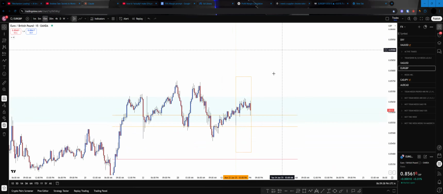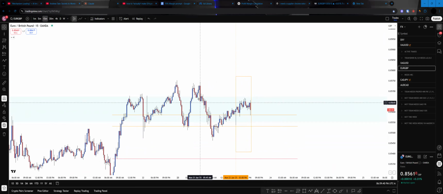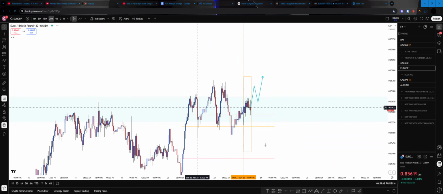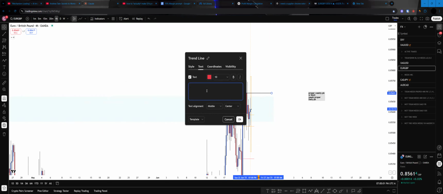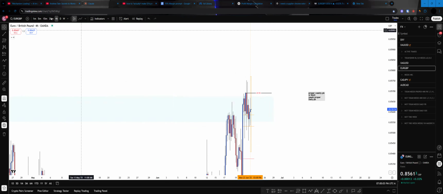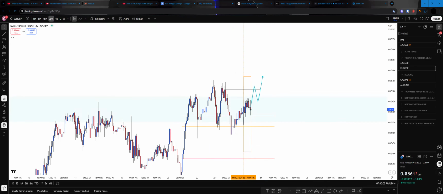So once the 30 minute shifts, then we would, as you can see, the 15 minute is not even in trend either, right? So that's why we need the 30 minute to shift. When the 30 minute shifts, then the 15 minute will also shift. So let's say, for example, the 30 minute is going to shift when it breaks here, right? As long as we're still within that 4 hour, this is the range, right? So we've got to make sure that everything happens within that time.